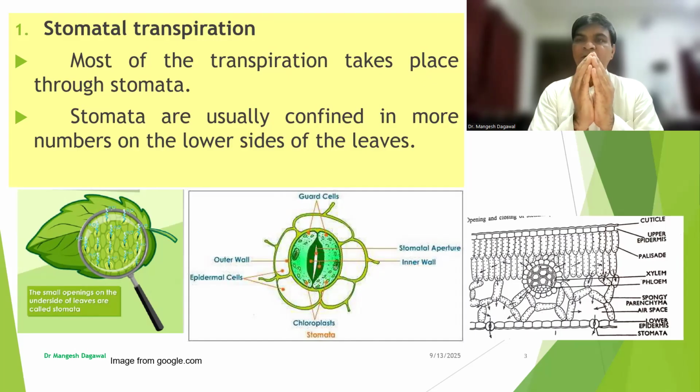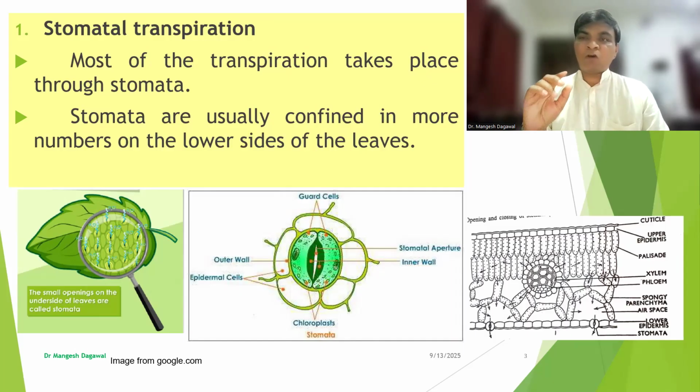So when the guard cells become turgid, there is a formation of a smaller opening, so we can say the stomata gets open, and through it the excess water is removed. When water is lost from the guard cells and they become flaccid, then the stomata gets closed, so there is no loss of water from the stomata. So this loss of water from the leaves is related to the opening and closing of the stomata.